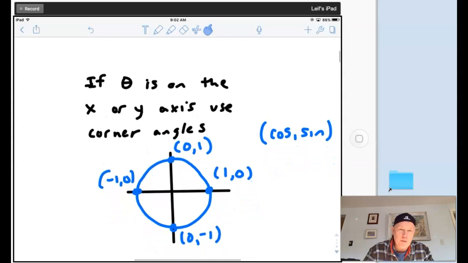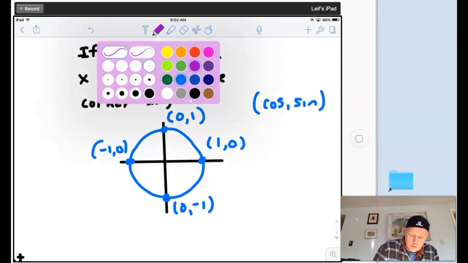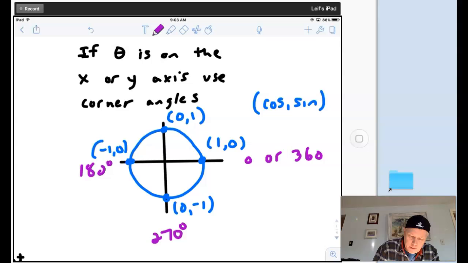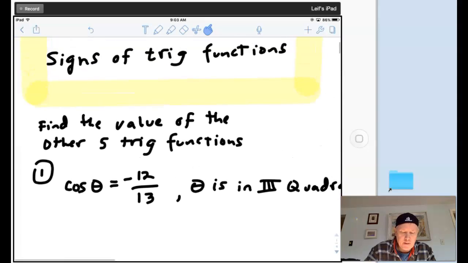Also, if you end up getting theta on the x or y axis, then we use the quadrantal angles, and I went through this in the last lesson with you guys. Remember the points here on the axes would be like 0s and 1s or -1s. So this one over here would be, I didn't write in the degrees, this would be 180 degrees, right? This is 270. This is 0 or 360. And up top is 90 degrees. All right. Yeah. So that's the idea.